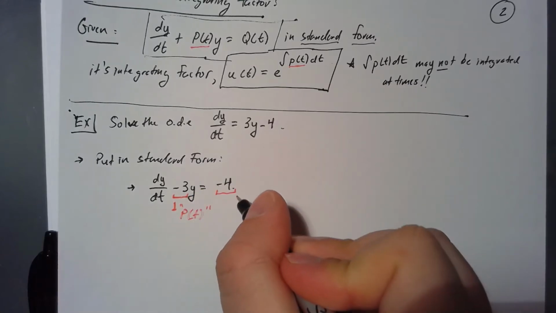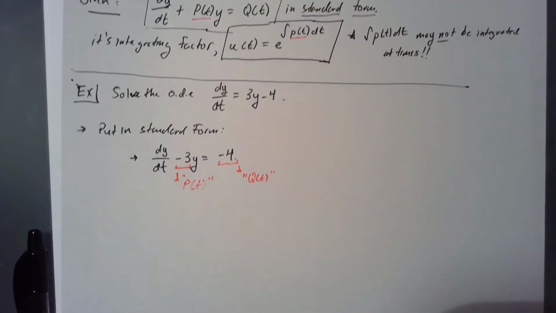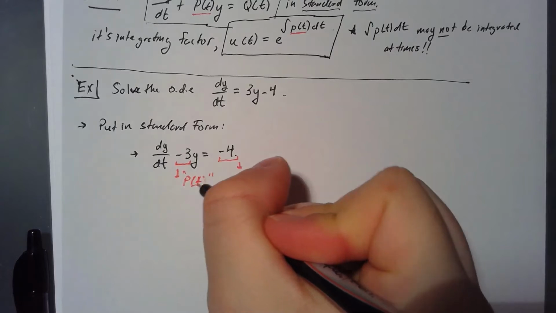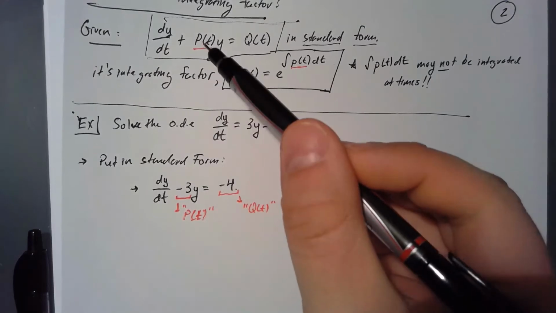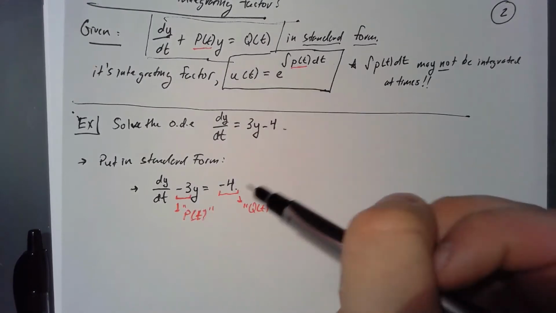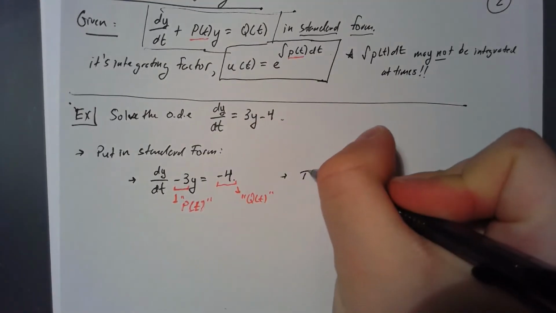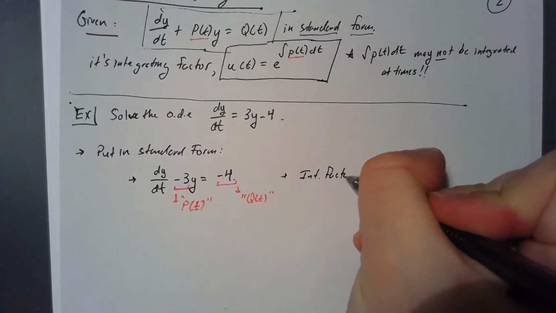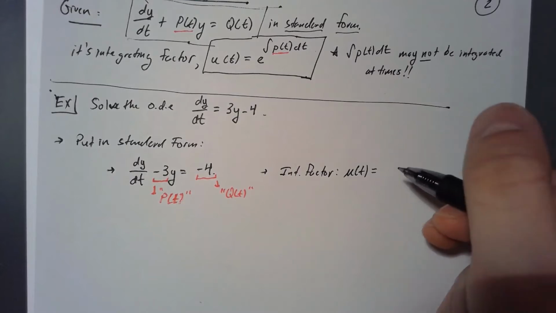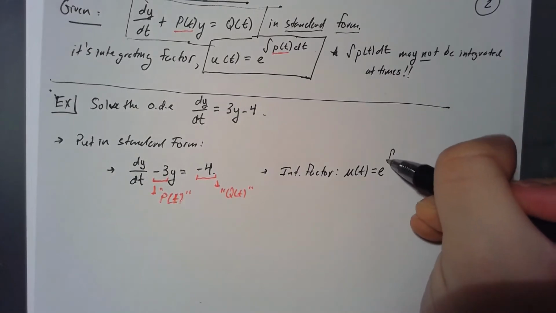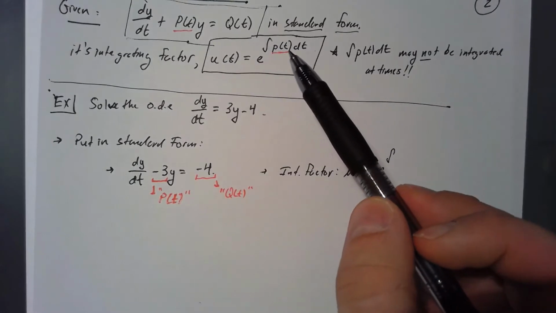And this right here is my q of t. Just to set this against the standard form of a first-order linear ODE, you can see p of t is -3 and q of t is -4. Because of this, what's my integrating factor going to look like? It's going to look like u of t equals e to the integral of what? What's p of t? It's -3. So it's going to be the integral of -3 dt.